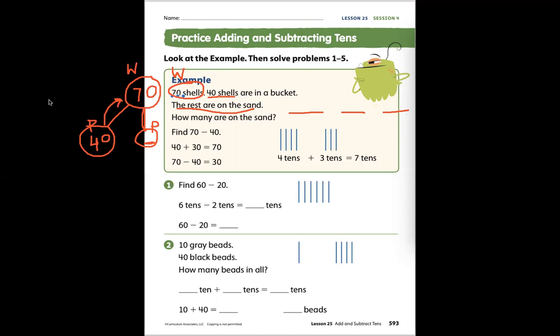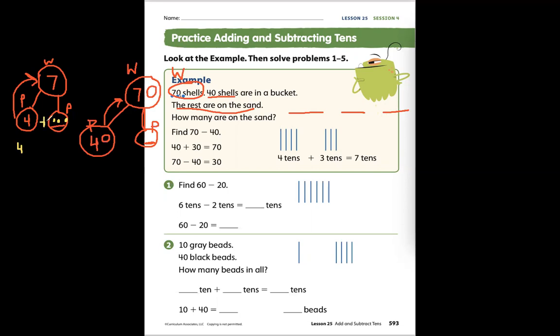Or we could also think about it like groups of 10, right? The whole is here, the part is here, and the part is here. So if there are 7 tens and 4 tens are in the bucket, how many are in the sand? Count on from 4 up to 7.